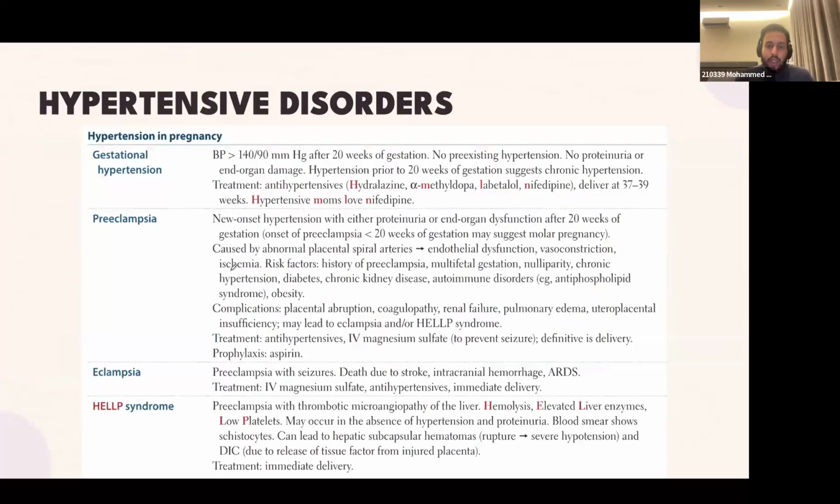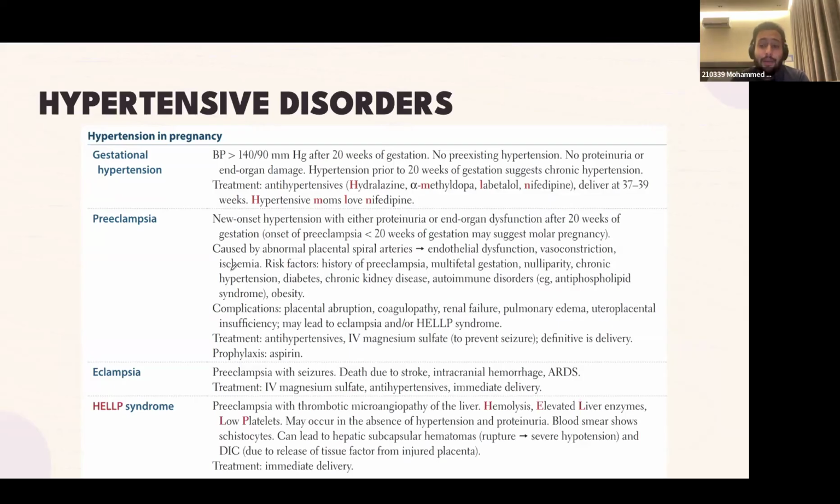Okay. Now, very important is the hypertensive disorders in pregnancies. Gestational hypertension is basically blood pressure more than 140 over 90 after the 20th week. If this is before the 20th week, this is called pre-existing hypertension. They already had hypertension, okay? So basically it's just continuation of that hypertension. If they had no pre-existing hypertension and it was diagnosed after 20th week, then we can say this is gestational hypertension. Now, this is gestational hypertension with no proteinuria or organ damage.